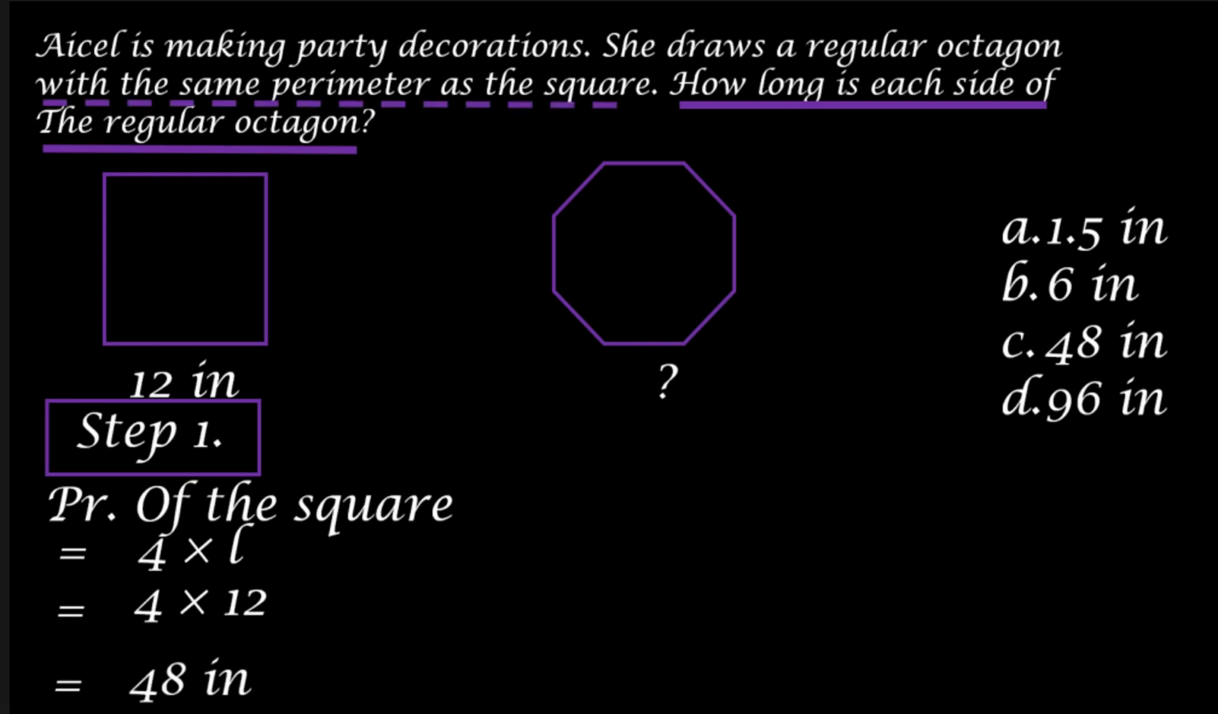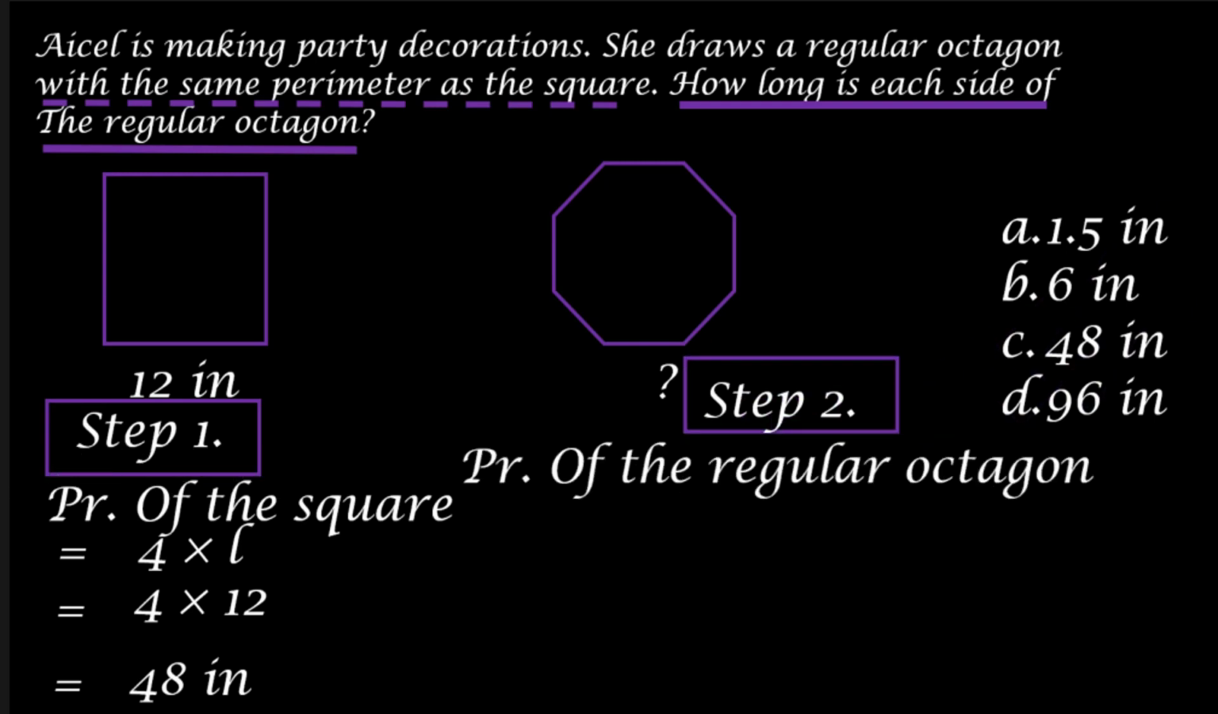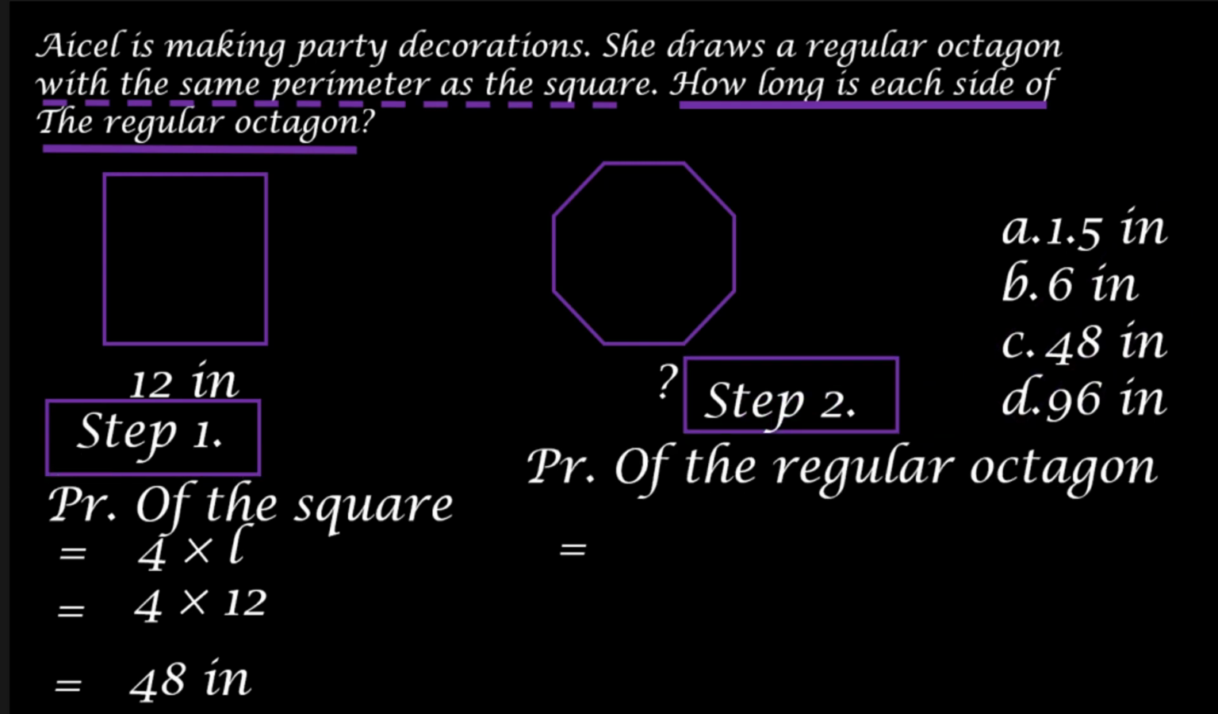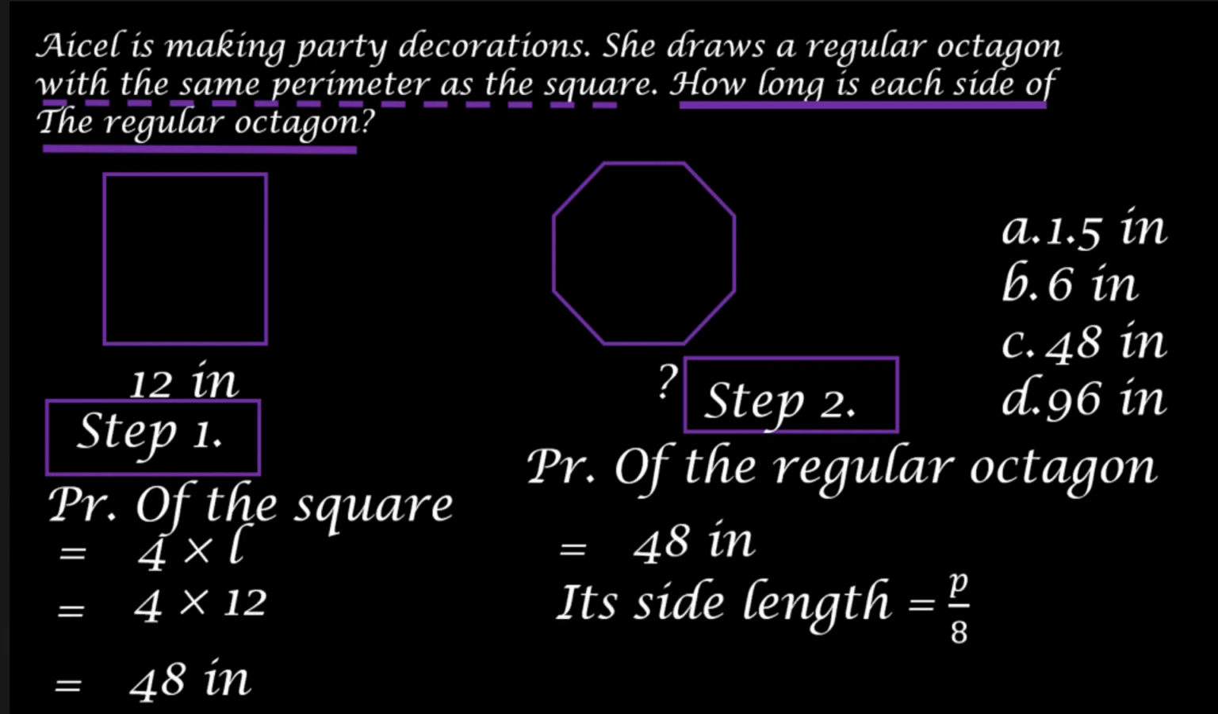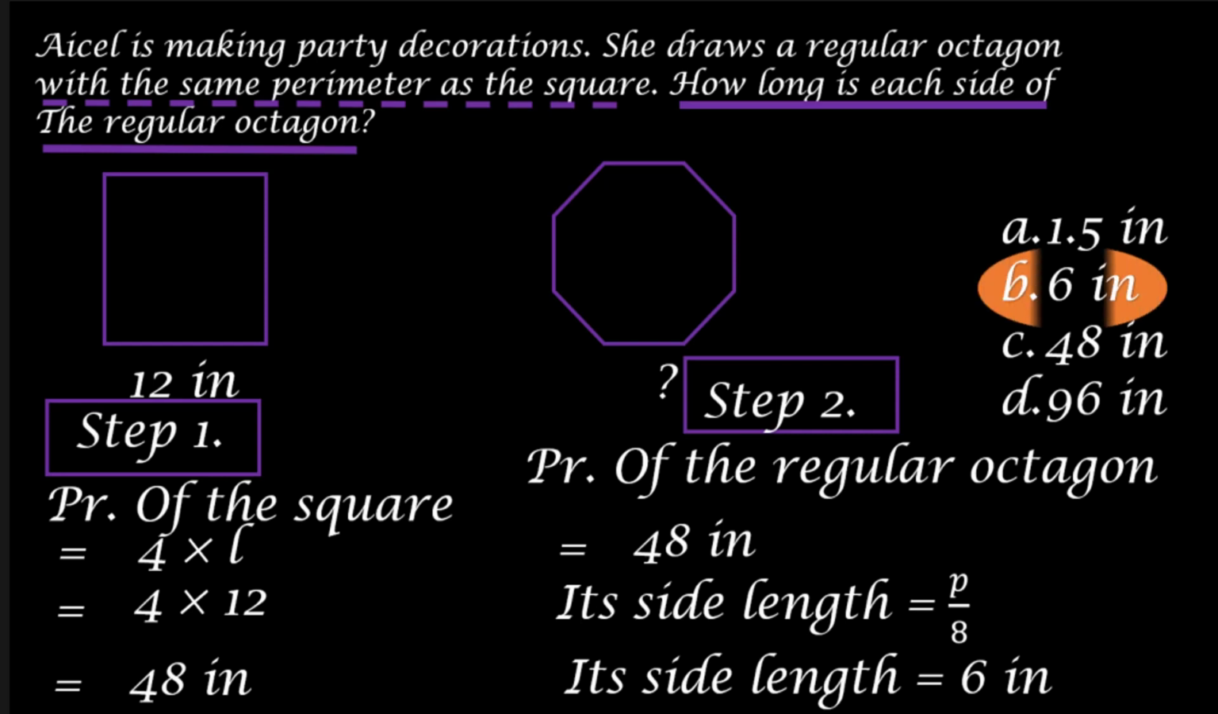Now, we know from the question that the perimeter of the octagon is equal to the perimeter of the square. So the perimeter of the regular octagon equals 48 inch. To find its side length, we just divide the perimeter by 8. 8 is what? The number of sides. So its side length equals 6 inch. Now the answer is 6 inch.